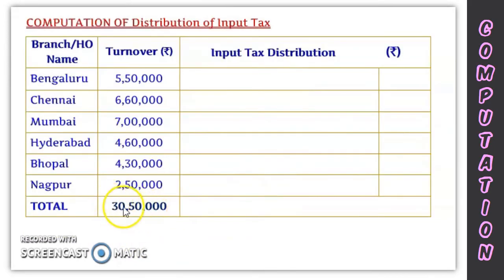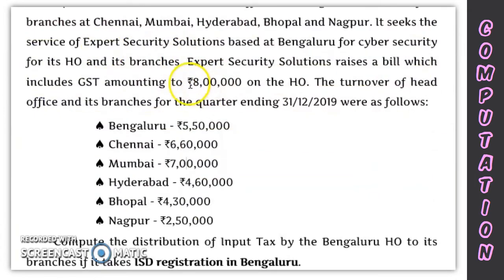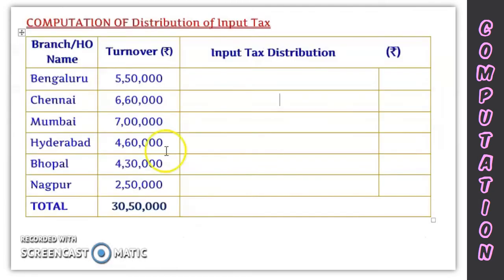And after finding out the total turnover, which is aggregate turnover, we have to distribute the input tax which is available to Optimus Limited. The input tax which is available to Optimus Limited is around 8 lakh rupees. So this 8 lakh rupees has to be distributed in proportion to the turnover made by each of the head office and its branches. So that we will be doing now. So what we have to do is take the input tax amount. Input tax amount is how much? It is around 8 lakh rupees, right?